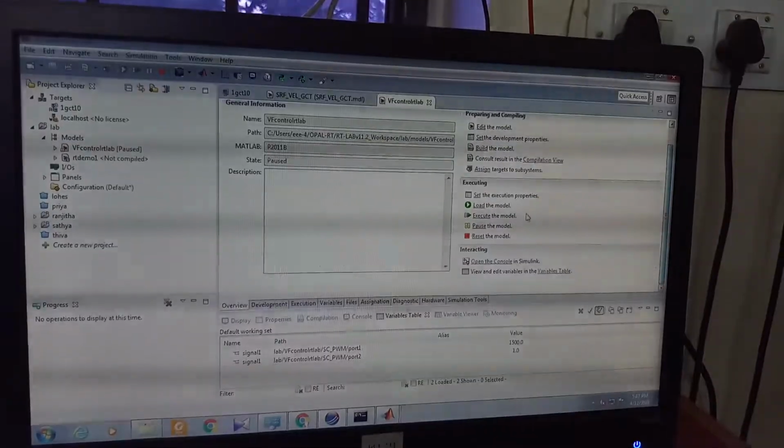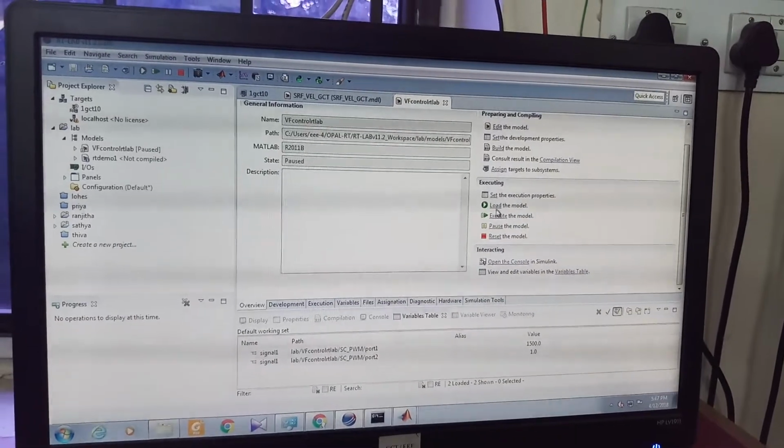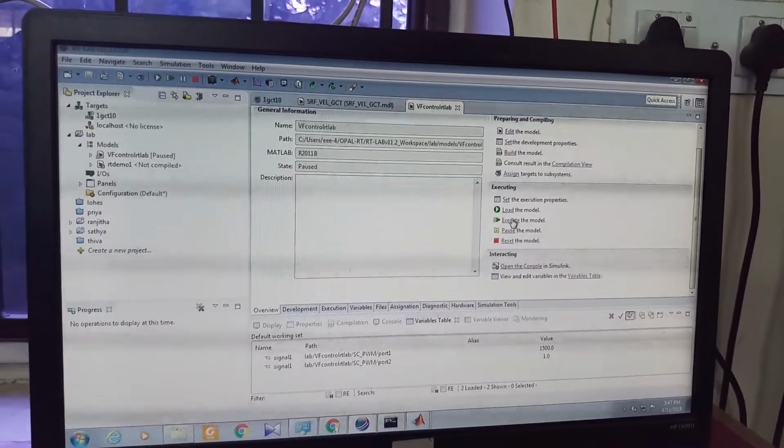We have already developed a MATLAB model for the PWM control method, which is compatible with RT-Lab. This is the RT-Lab main window. I have already built the model and loaded it into the FPGA board. Now I am going to execute the model.